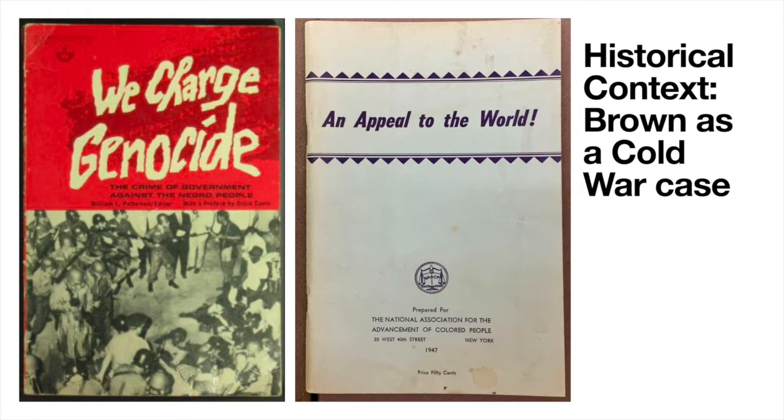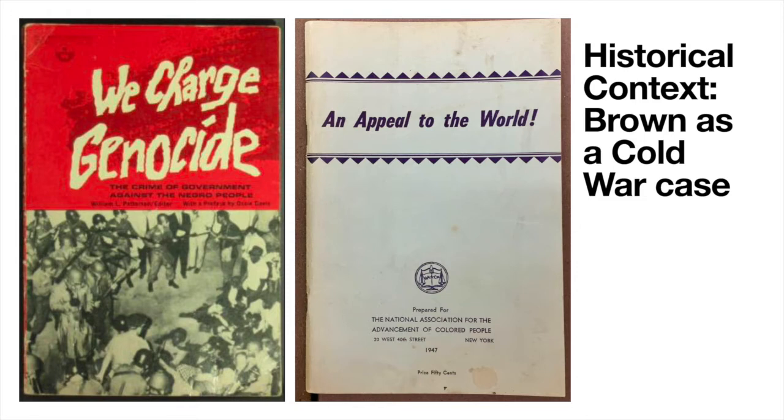The one on the right, An Appeal to the World, was prepared and written by the NAACP under the leadership of Walter White, 1947. And it was a document that laid out the ways in which the fundamental human rights that were guaranteed in the Universal Declaration of Human Rights, written by the United Nations, chartering nations, right? The way in which the United States violated the fundamental human rights of Black Americans.